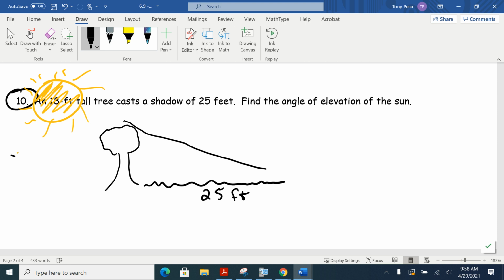So this is kind of where our right triangle comes in. And then if we just measured the straight up and down height of this tree, the question is asking you for the angle of elevation to the sun. So this is what we are trying to find, our angle that we would be looking towards the sun from the end of the shadow. The shadow is 25 feet. The tree, we know, has a height of 18 feet.